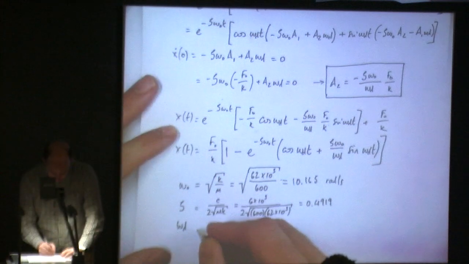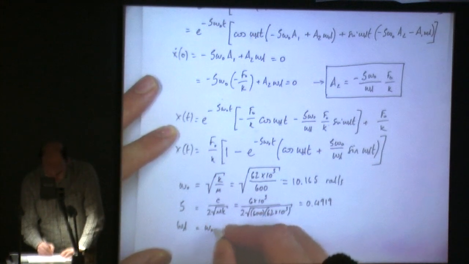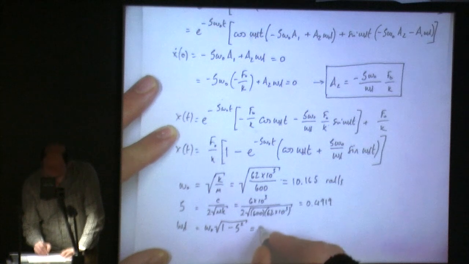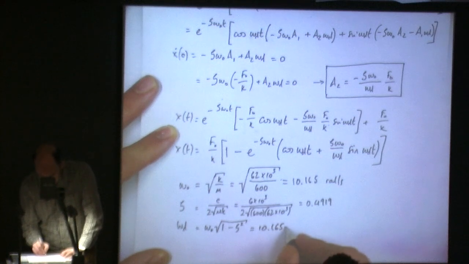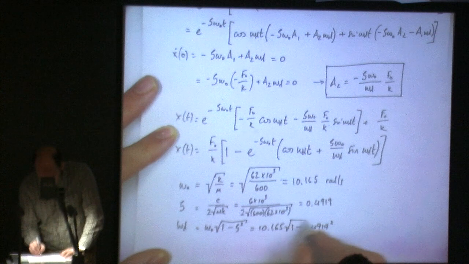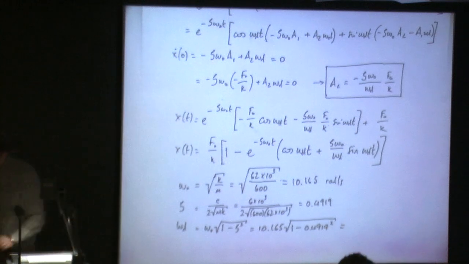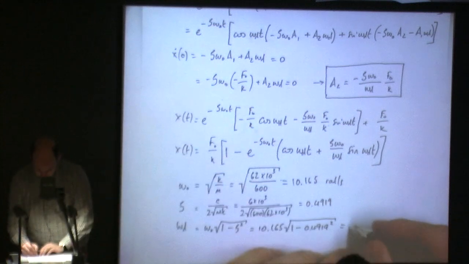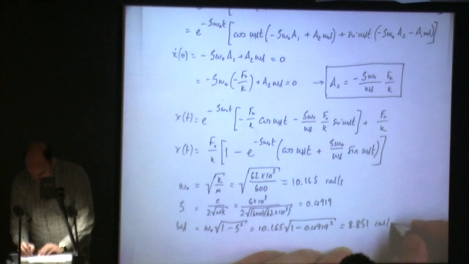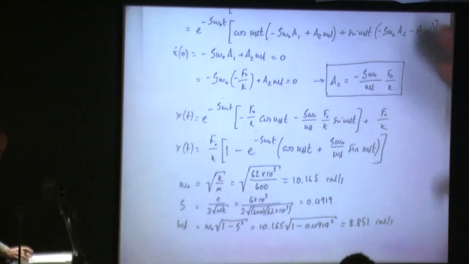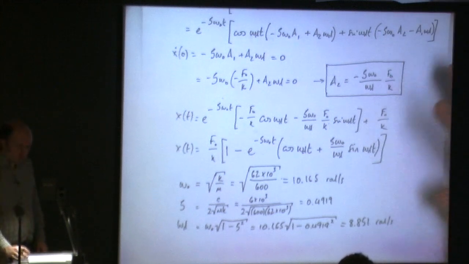On my damped natural frequency, we've got omega naught root of 1 minus zeta squared. So that's 10.165 times root of 1 minus 0.4919 squared, and my damped natural frequency is 8.851 radians per second.